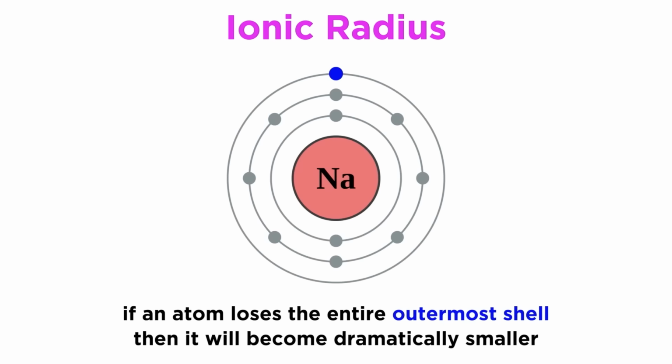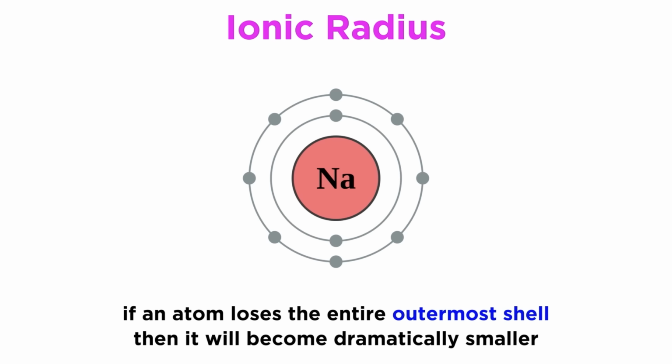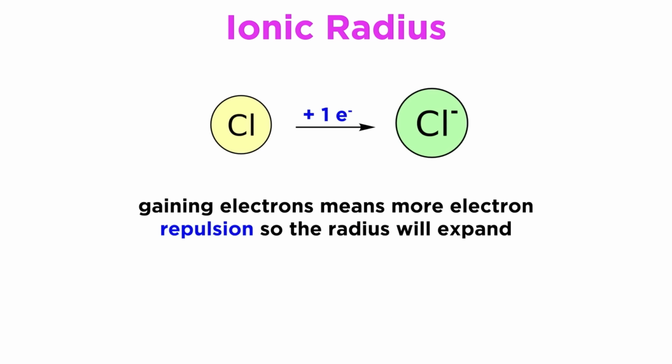This difference can be dramatic if all the valence electrons are lost, since this will result in the removal of an entire shell, dropping down to the shell below. But if an atom gains electrons, the effective nuclear charge will be distributed amongst more electrons than before, and there will be additional electron repulsion amongst the valence electrons, which results in an expansion of the radius.